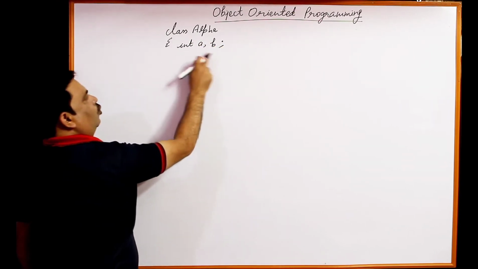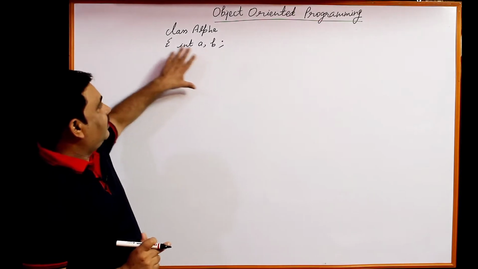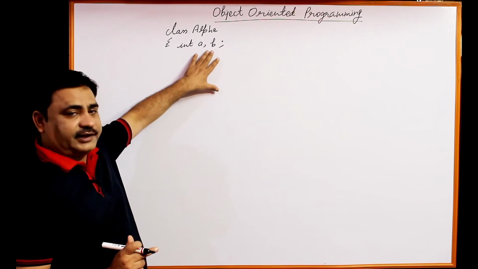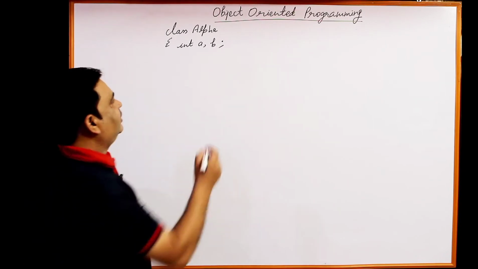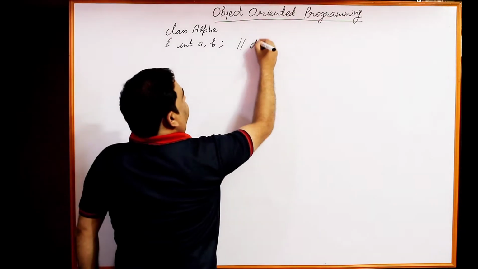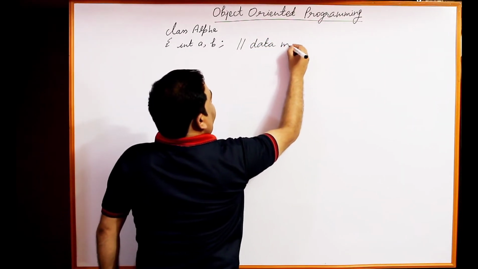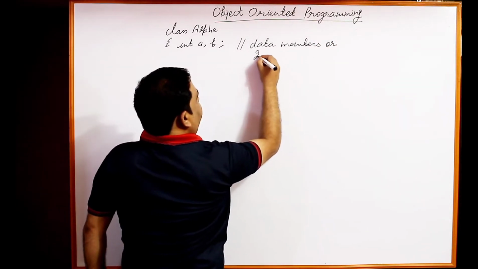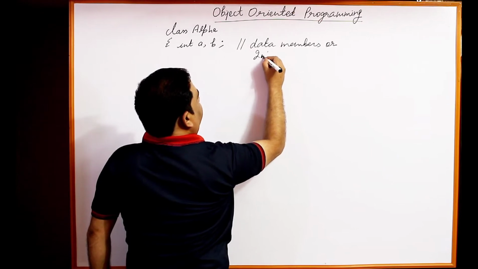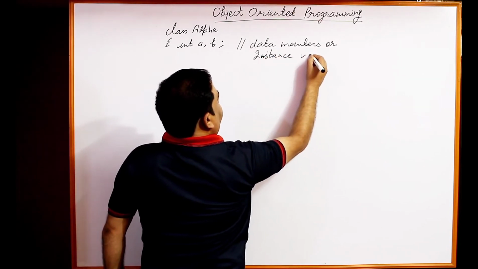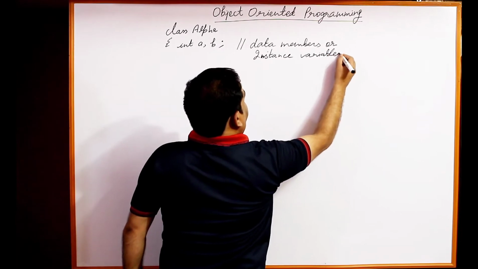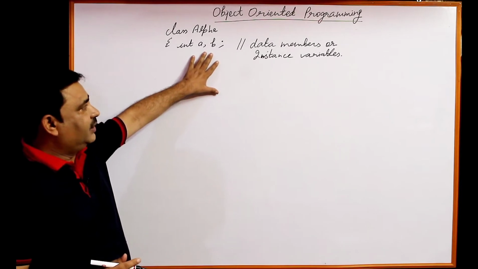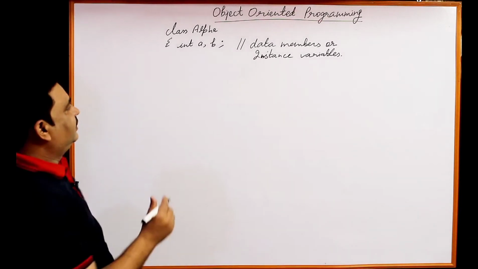Here I am declaring two variables. We can declare any number of variables in the body of the class, not in the body of the function. In the body of the class directly we can declare. These variables are called data members, or we can also say instance variables. So the variables which we declare in the body of the class are called data members or instance variables.